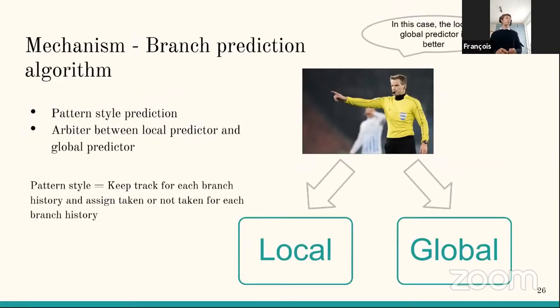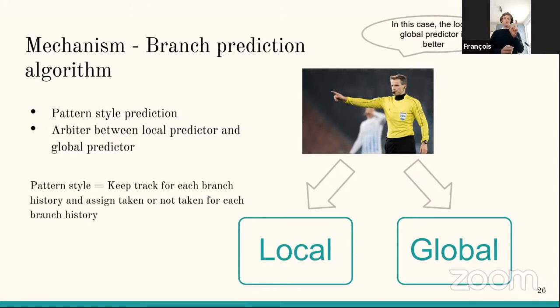Here, the branch prediction algorithm has two important features: a pattern style prediction, and an arbiter between a local predictor and a global predictor. So basically, the processor has a local predictor and a global predictor. The local predictor takes a pattern history of the last branch directions of a branch, and the global history is for all the branches. The pattern style means we have a history for each branch, with taken, not taken, taken, taken, not taken, or something like that.